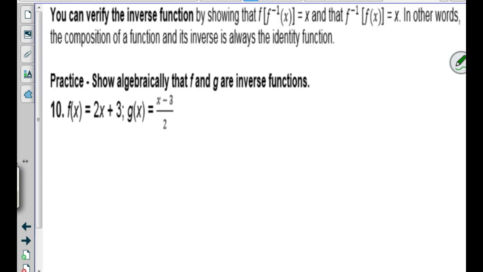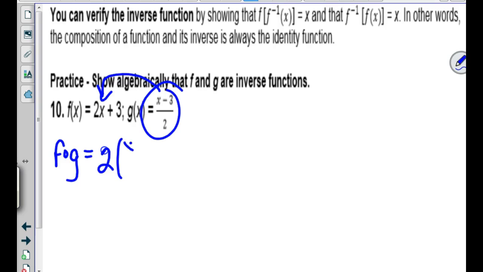We're supposed to show that these are inverses, though. We can handle this. All right, you want to do f into g or g into f first? G into f, okay? So G into F would be written this way. I'm just going to write it like this. G into F. So you'd have 2x minus 3 over 2 plus 3.